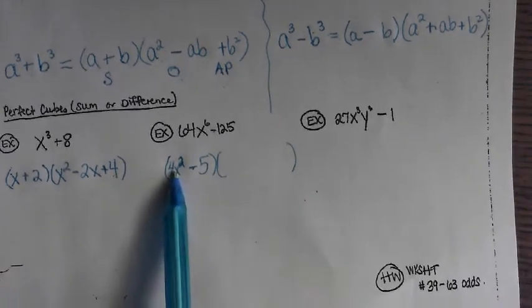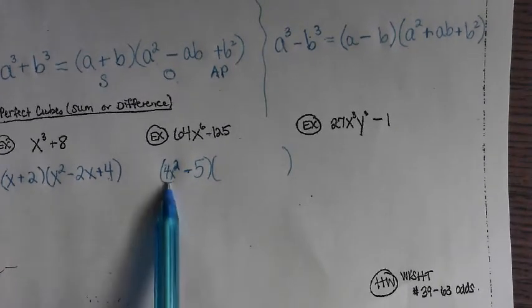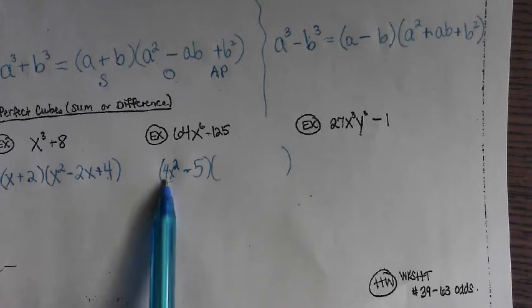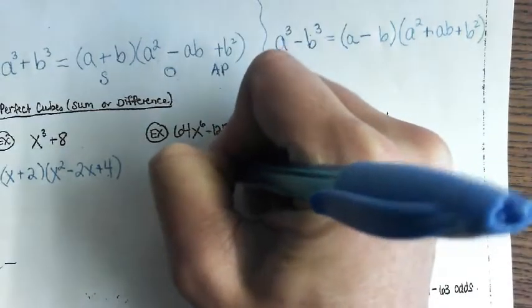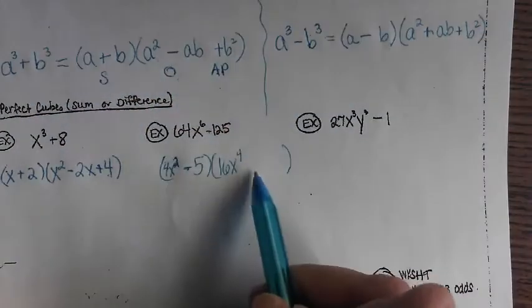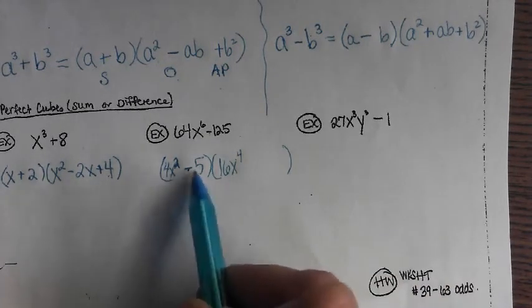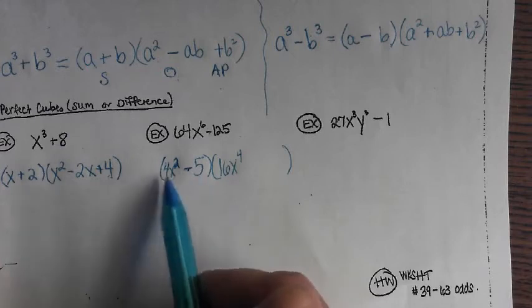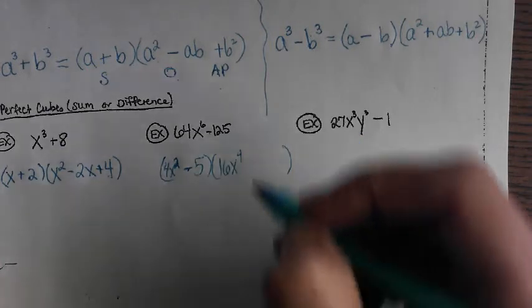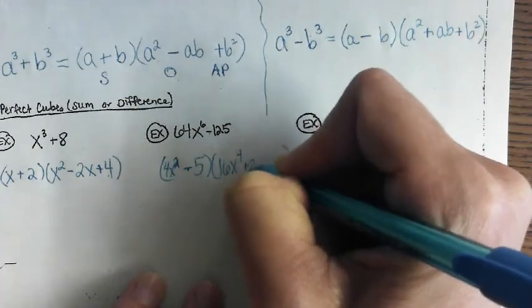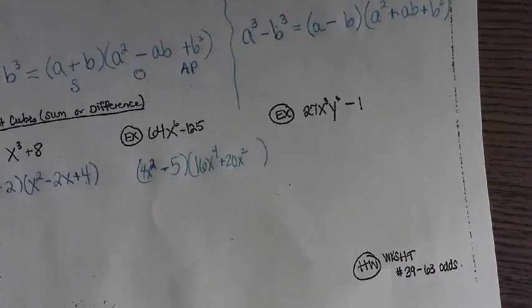What is this first term when you square it? 16x to the fourth. Very good. What is the middle term if you're multiplying these two? 20x squared and what sign? Plus. I barely gave myself enough room here. And the last term squared is? 25. Plus 25.